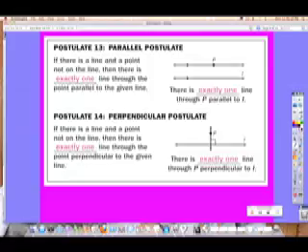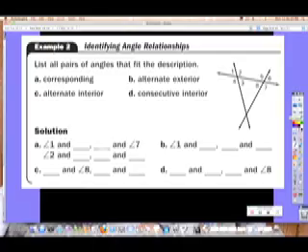Here we go. This one says list all pairs of angles that fit the description. So they tell you corresponding, and we've got to use the picture to fill in the blanks. So letter A, corresponding, angle 1. Corresponding, remember, that's in the same spot. So angle 1 and angle, do you know? Shout it out. Good job. So angle 5.